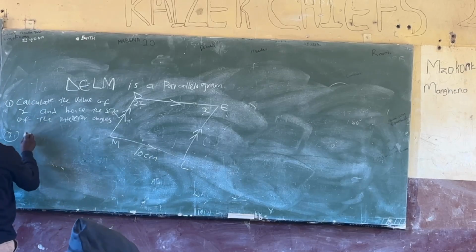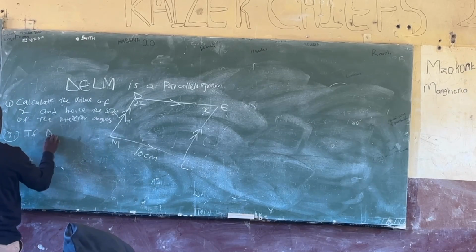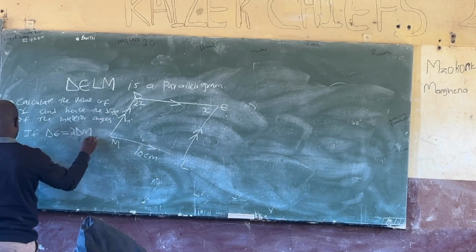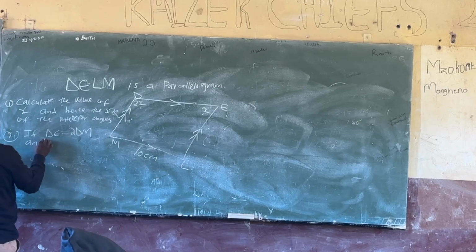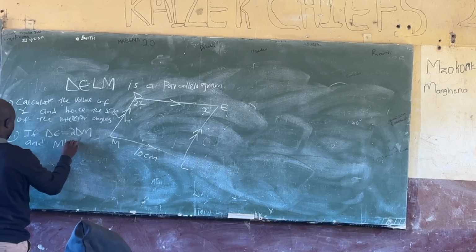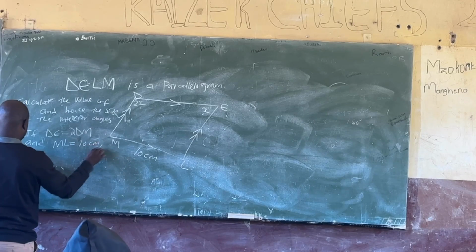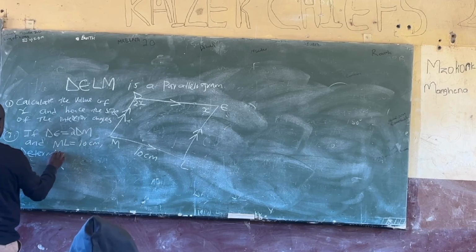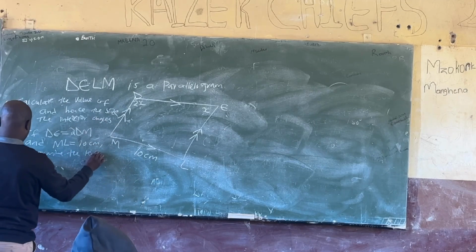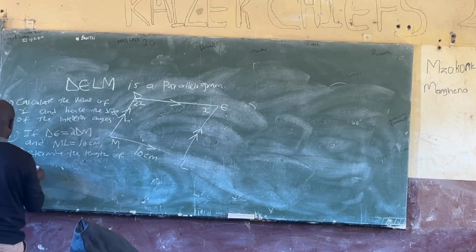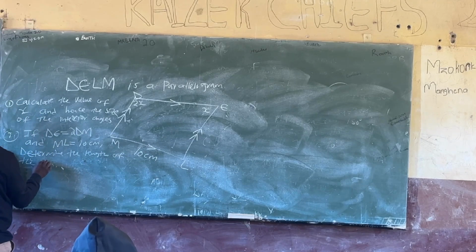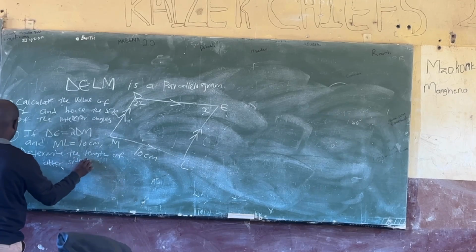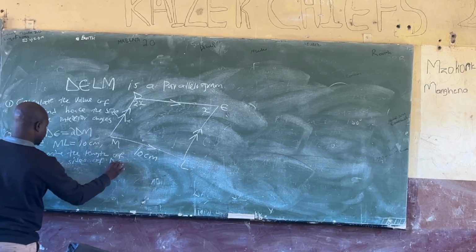Number 2, if GE is equal to 2 times GM and ML equals 10 centimeters. Determine the length of the other sides of DELM.